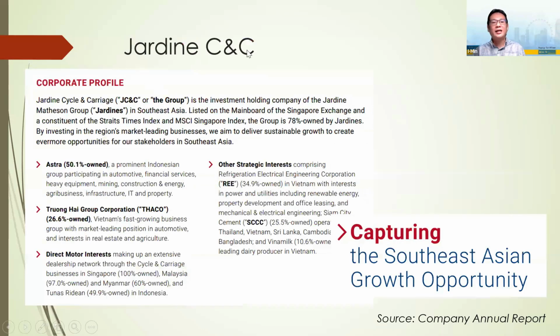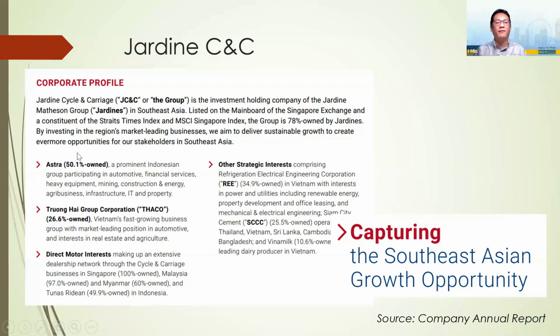Then next is Jardine CNC. So basically they are predominantly into motor sales, automotive. As you can see here, they are mainly into automotive. Distribution of vehicles. Like the most obvious one in Singapore, Cycle and Carriage. So do they still carry Mercedes? I think they do. Mercedes and Kia, right? If I'm not mistaken. So this is basically what they do. And their overall strategy is basically capturing Southeast Asian growth. So when Southeast Asia has more middle class, more people want to buy cars, of course they will benefit. So their growth story is as long as Southeast Asia grows, they'll grow.